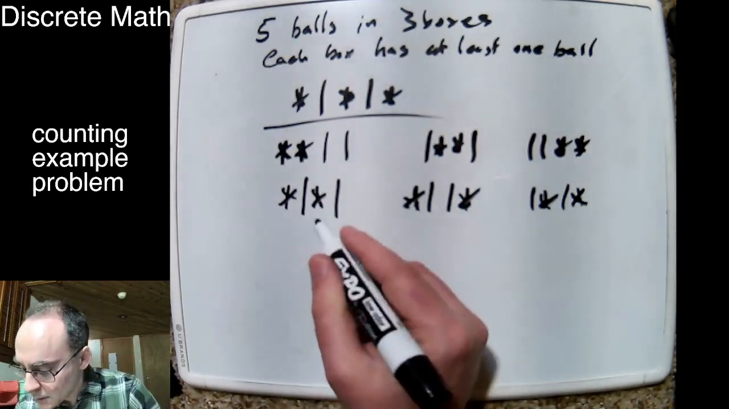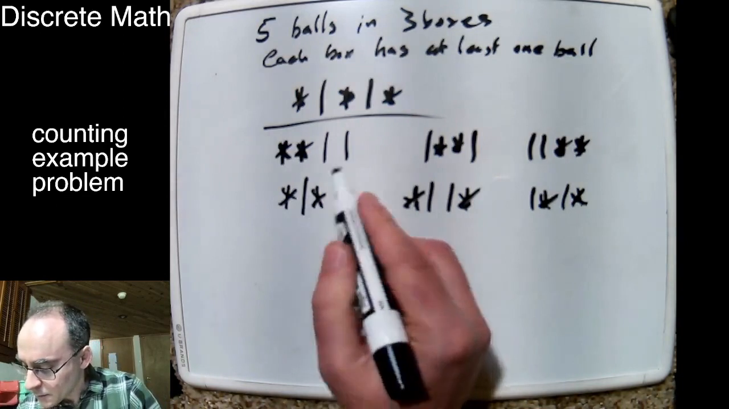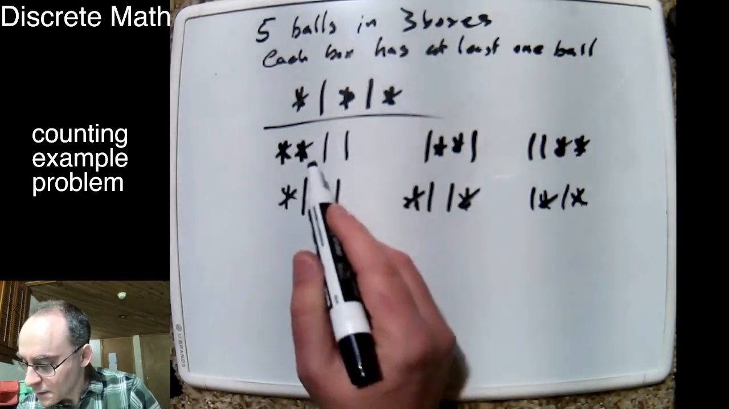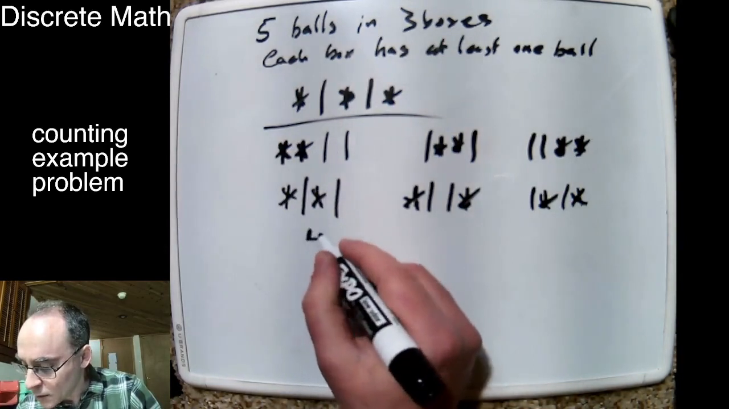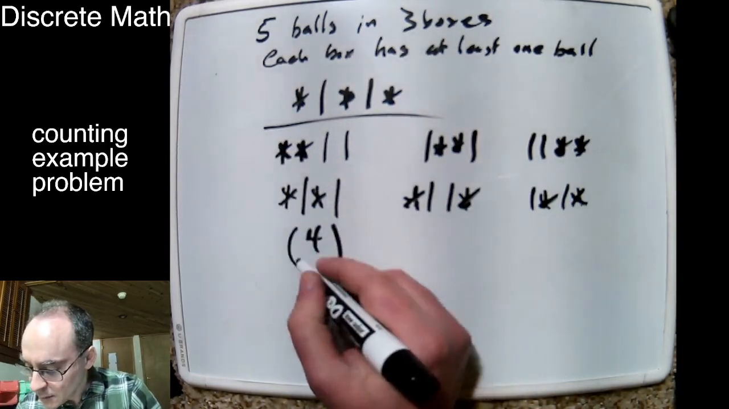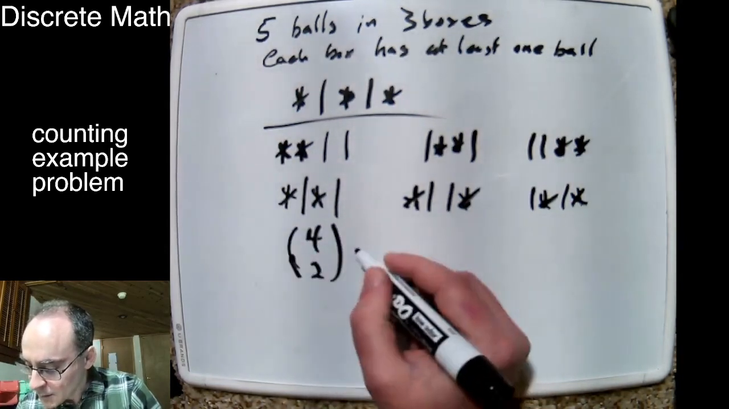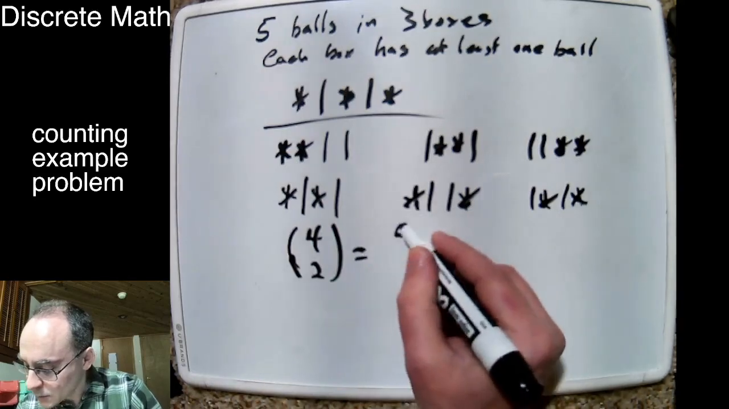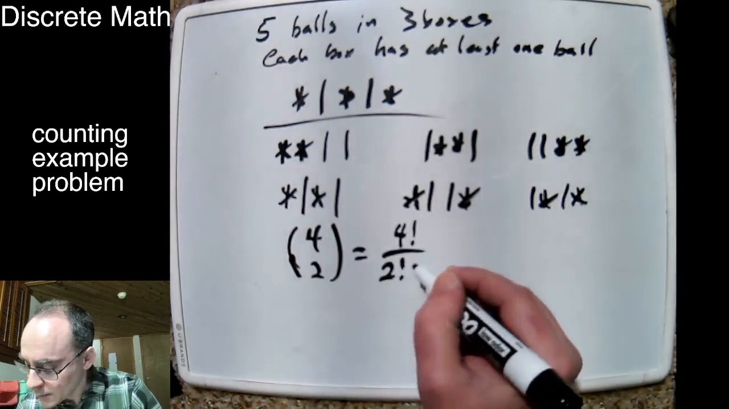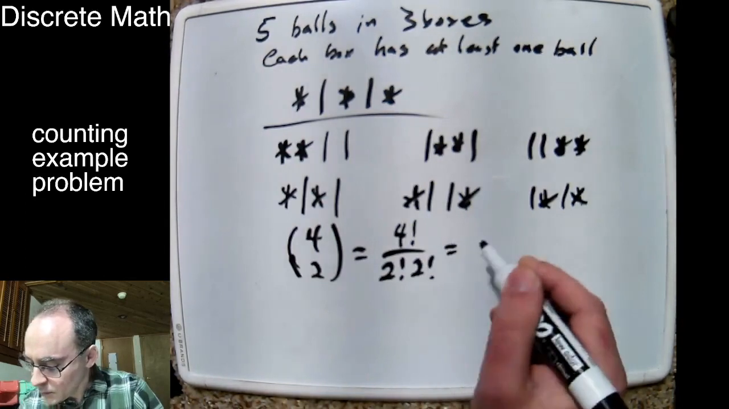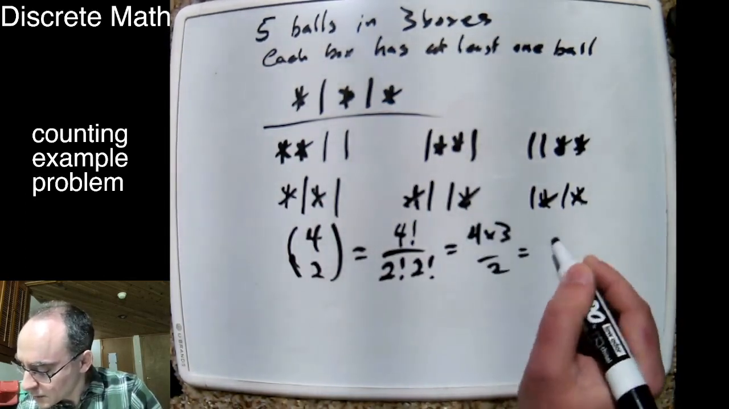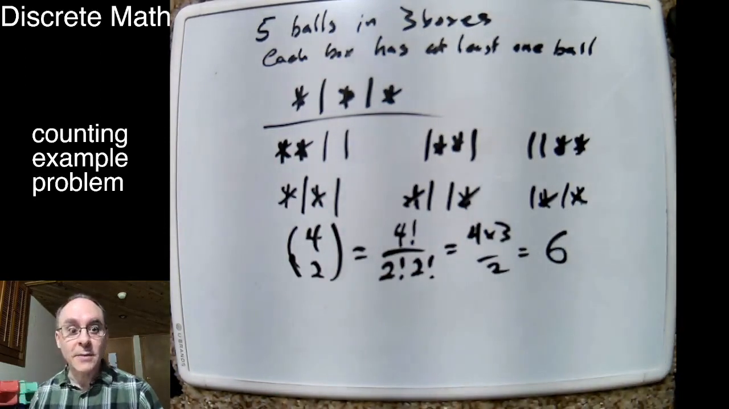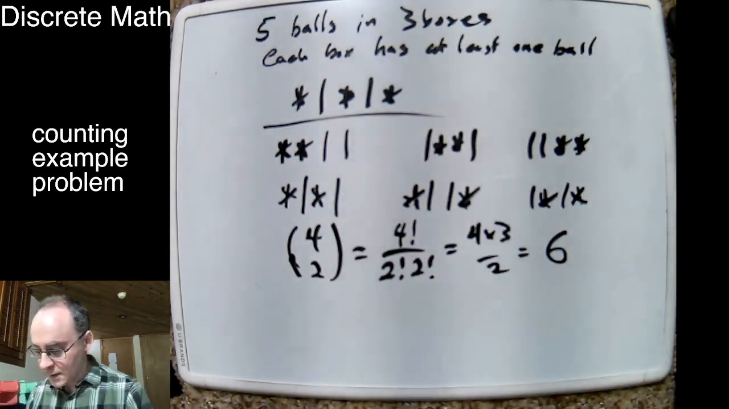But just to remember our formula: if I've got 2 balls and 3 boxes, I take those 2 added together minus 1, choose the number of boxes, and that's 4 choose 2, which is equal to 4 factorial over 2 factorial times 2 factorial, which is 4 times 3 over 2, which is 6. Great, we got the same number. Okay, so that's probably the first one.